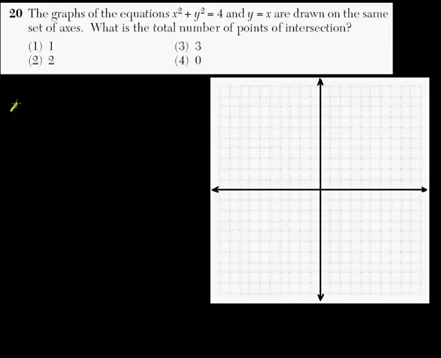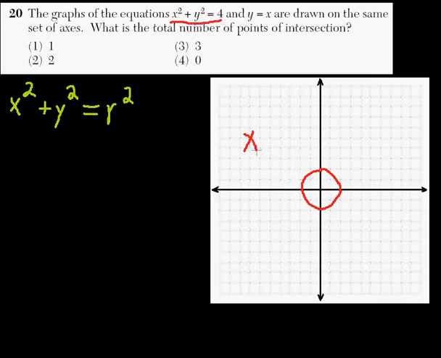Because remember, the equation for a circle is x squared plus y squared equals radius squared. That's the equation of a circle. So this is centered at the origin, and the radius is 2, 1, 2. So that means we're going to have a circle that looks kind of like this. Right? And that is x squared plus y squared equals 4. Okay, that's that graph there.